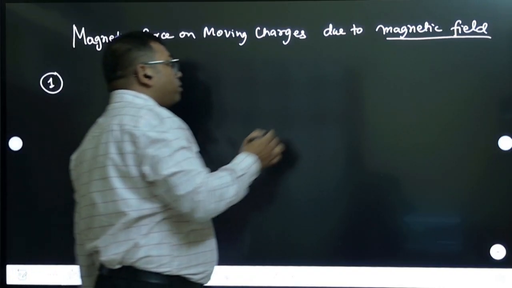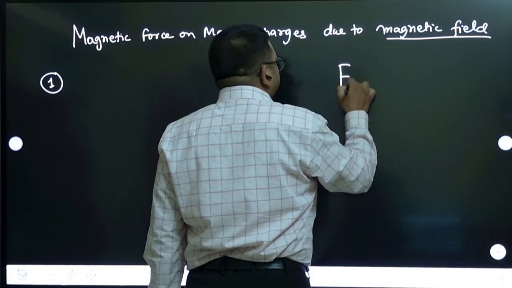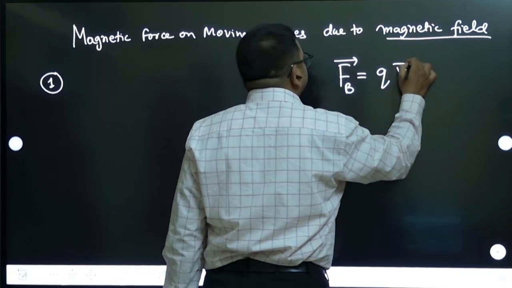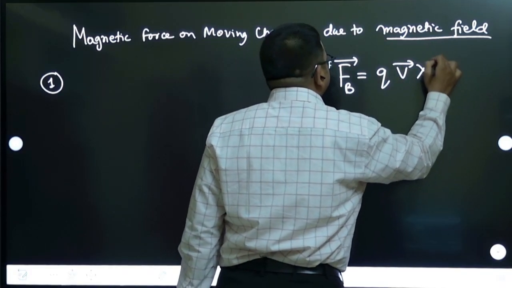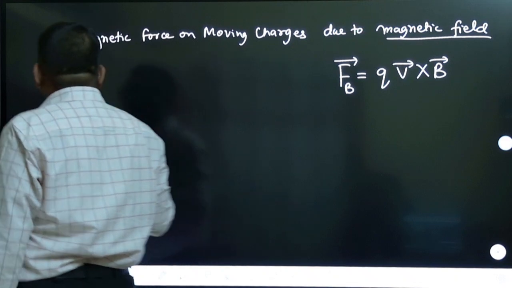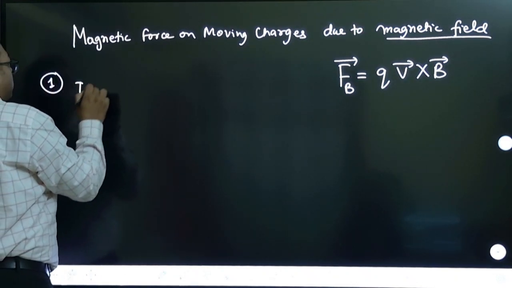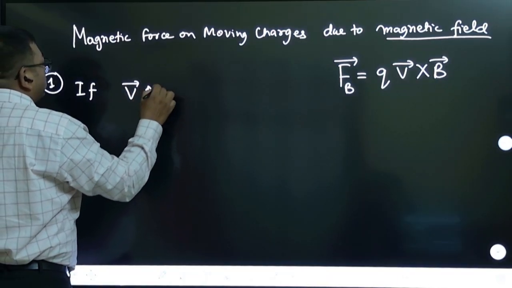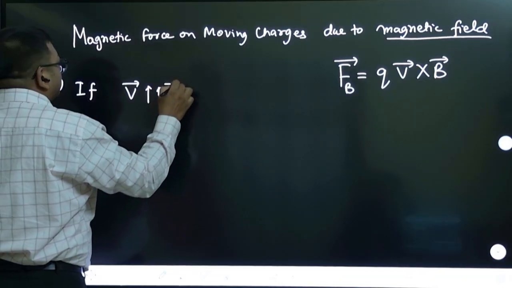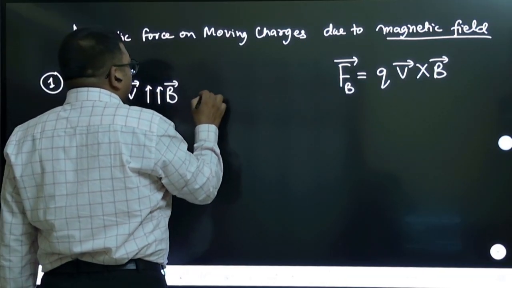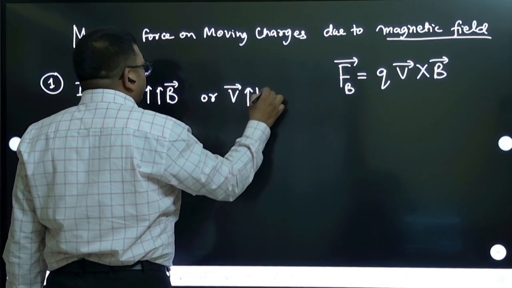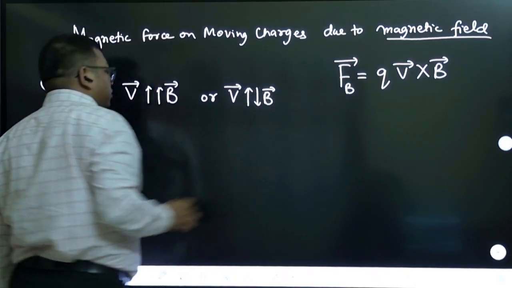Force formula already we know. Let us write this again. This magnetic force is Q V cross B. Cross product it is. Okay, so let us start first case. If velocity vector is parallel to magnetic field or velocity vector is anti-parallel or opposite to magnetic field.